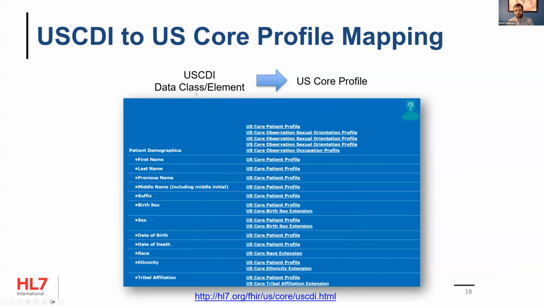Inside that specification, we spent a lot of time trying to help folks. Folks who are experienced jump in and have no problem navigating the spec, but we've continued to try to improve its readability. There is a direct mapping from the USCDI data classes and elements: on the left-hand side, the USCDI elements, and on the right-hand side, an actual link within the spec to those profiles.